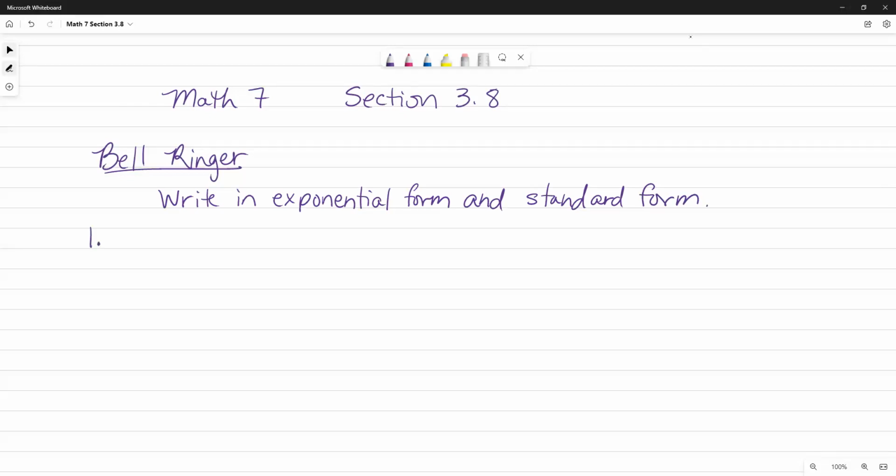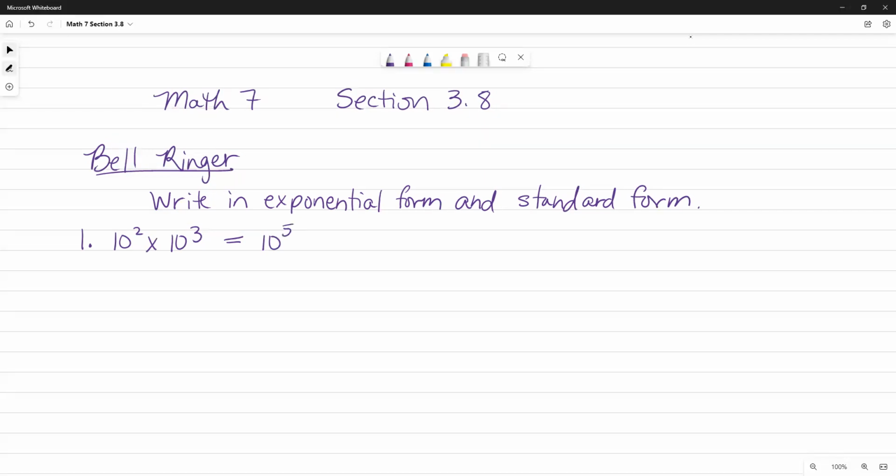All right, so the first one is 10 to the power of 2 times 10 to the power of 3. How would we write this? Simplify it in exponential form. What would we do to our exponents? We would add them. So this becomes 10 to the power of 5. Now, if we write this in standard form, where you write the whole number out, that is equal to what?